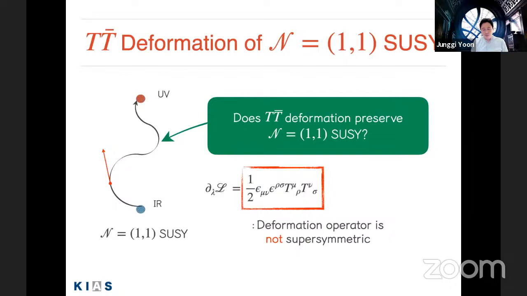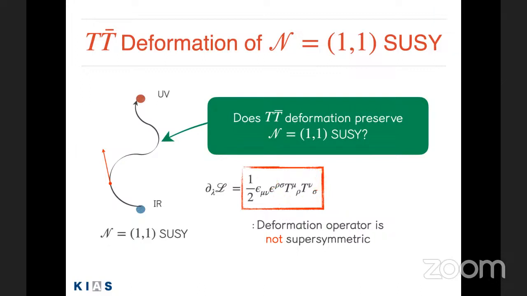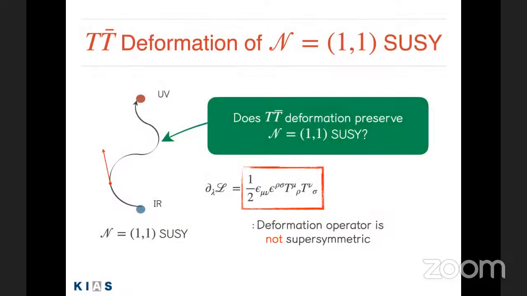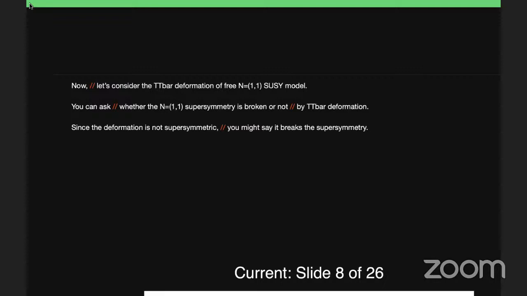Now let's consider the TT-bar deformation of the N=(1,1) SUSY model. You can ask whether the N=(1,1) supersymmetry is broken or not by this TT-bar deformation. As you see here, the deformation is not at all. So you may guess that the supersymmetry would not be broken. I mean, you might say that the supersymmetry might be broken.